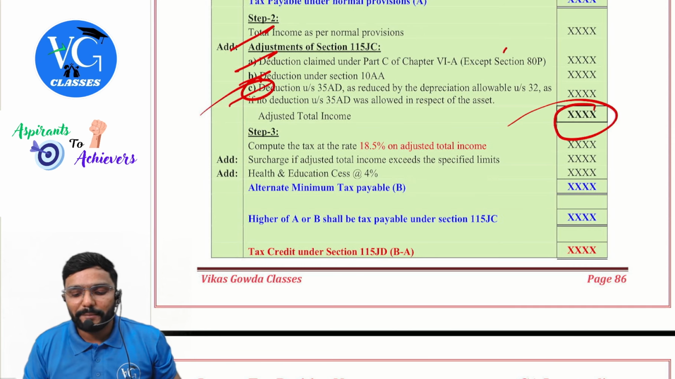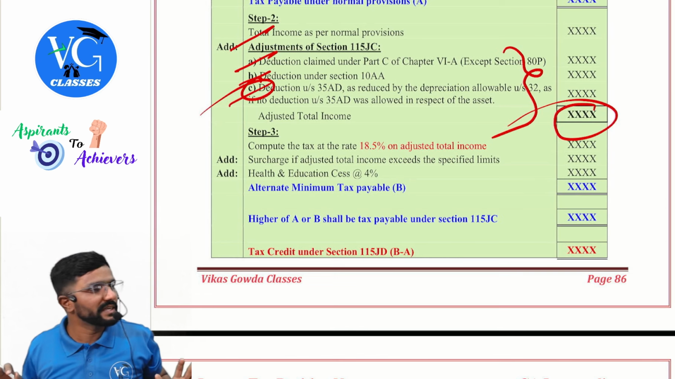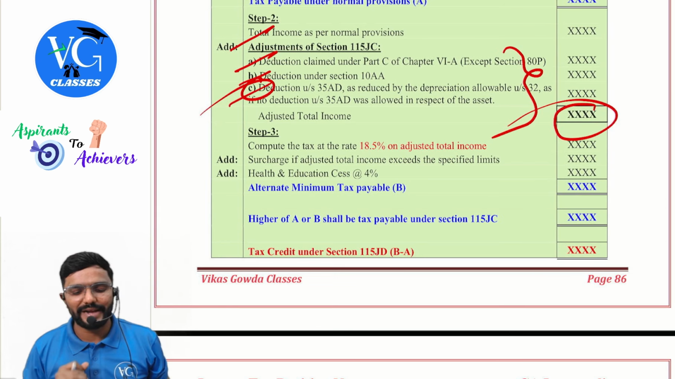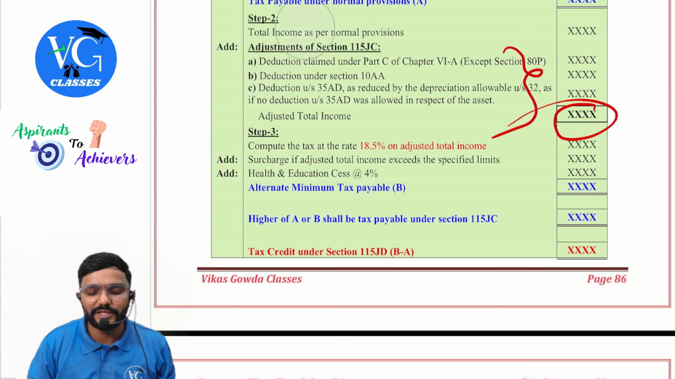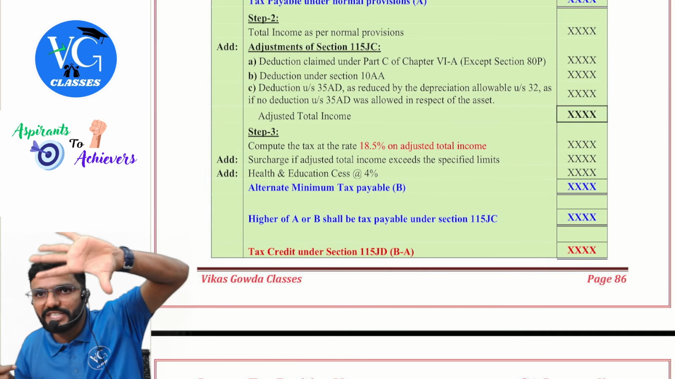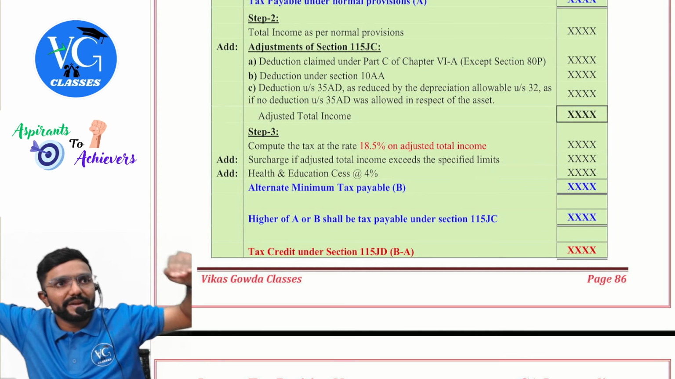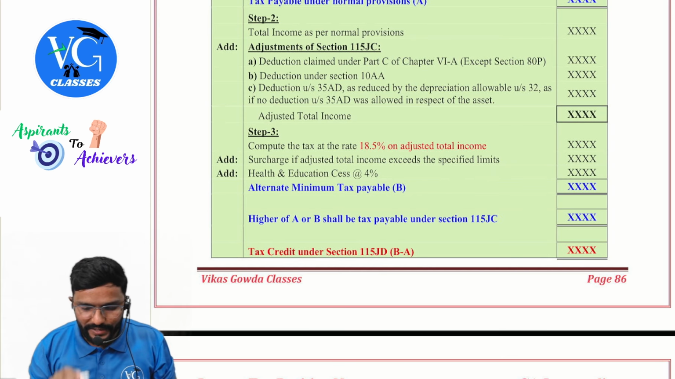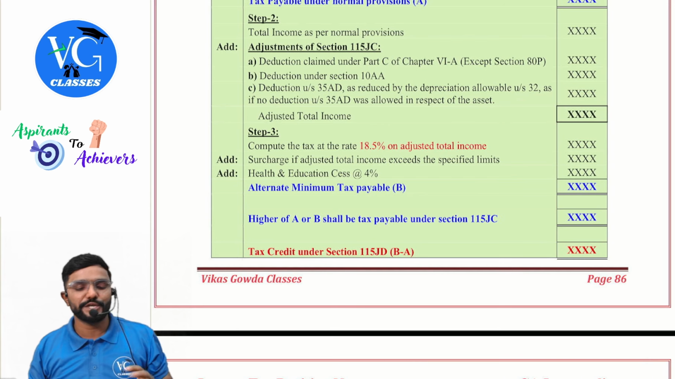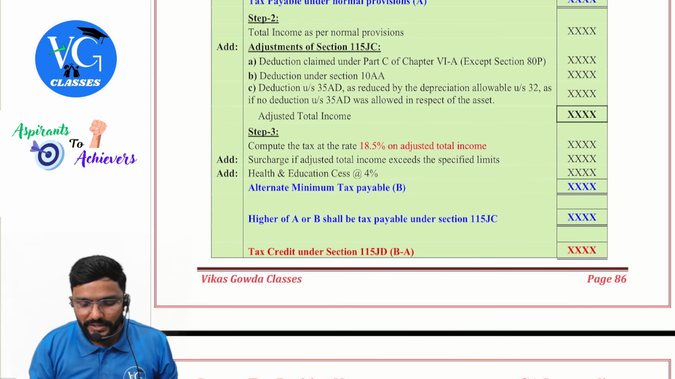Guys, see, as a format, I have given all three here. All three may not come in one single question. Whichever is there, you add back that. But please be careful especially with this 35AD. You have to take the 35AD capital expenditure deduction, reduce depreciation on it, and the remaining you add back. Okay, sir. What do you derive? Adjusted total income. On that, in step 3, calculate AMT. What is the AMT rate?